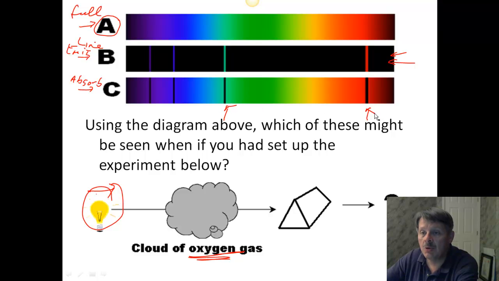So it's going to let most of the light go through, but certain colors of light it is going to steal. That's what the cloud of cold oxygen gas is going to do. So when you put the remaining light through a prism, it's going to give you a certain thing, and it will look like item C.